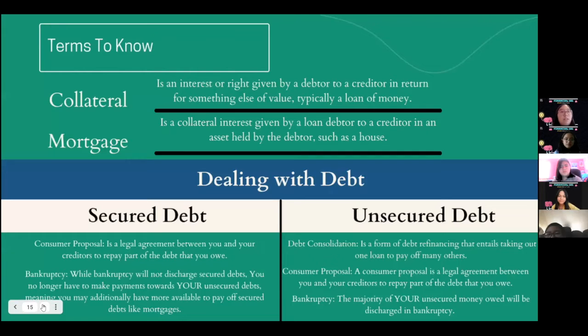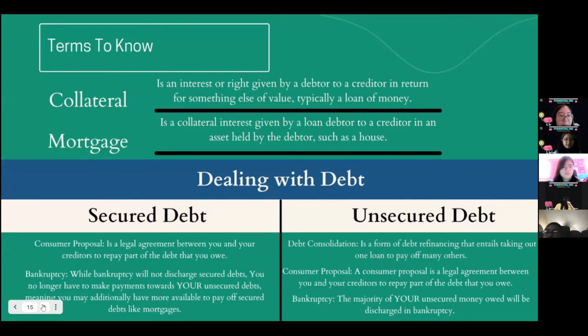Terms to know. Collateral is an interest or right given by the debtor to a creditor in return for something else of value, typically a loan of money. Mortgage is a collateral interest given by a loan debtor to a creditor in an asset held by the debtor, such as a house. Dealing with debt.